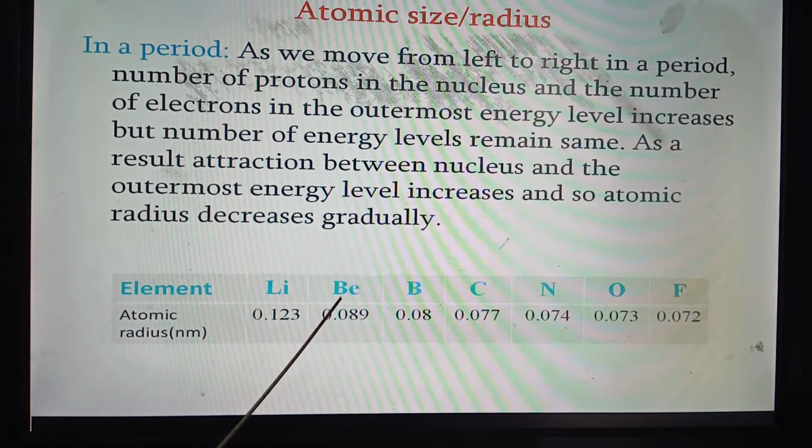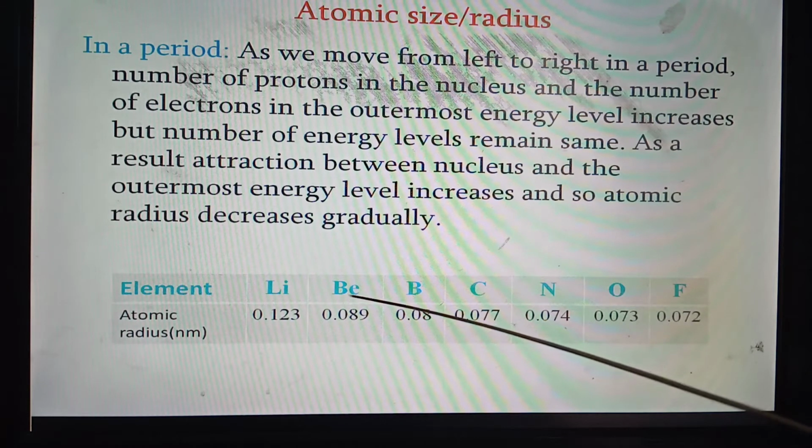Since the number of energy levels is not increasing at all, but the number of protons in the nucleus and the number of electrons in the valence shell is increased by 1, the attraction between the nucleus and the outermost energy level increases in case of beryllium than lithium. So the size of the atom of beryllium becomes smaller than that of lithium.